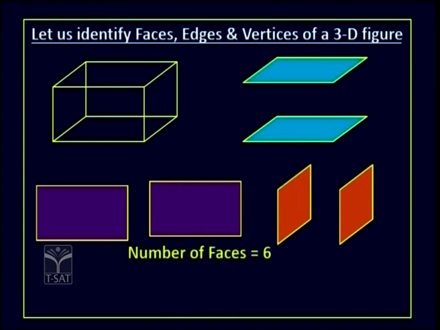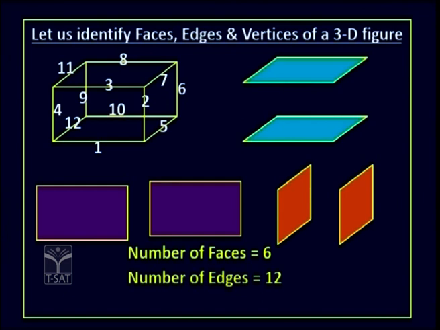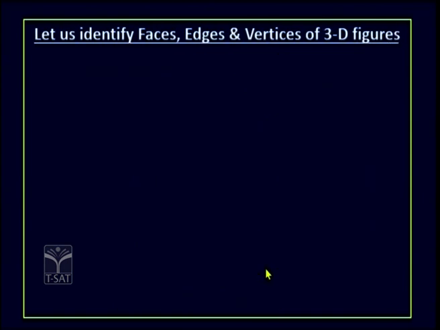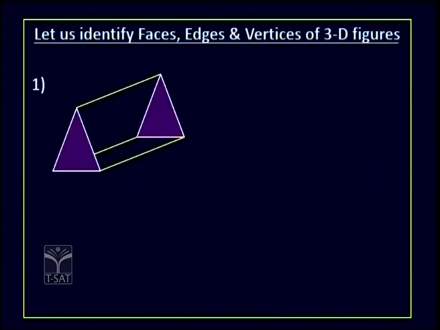And if you count the number of edges, children, if you count the number of these line segments, you will get 12. Okay, 3, 4, 5, 6, 7 and so on. If you count, you will get 12, children. So number of edges equal to 12. And where these edges are meeting, children? Yes, at points or vertices. So how many vertices are there for this cuboid, children? We will have total 8 vertices. So number of vertices equal to 8, children. So for a cuboid, number of faces equal to 6, number of edges equal to 12, number of vertices equal to 8.